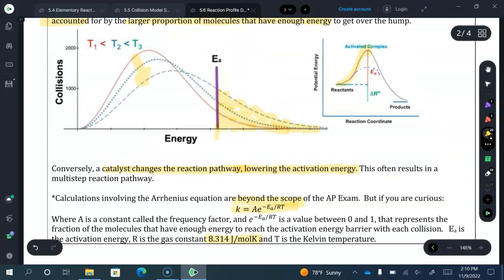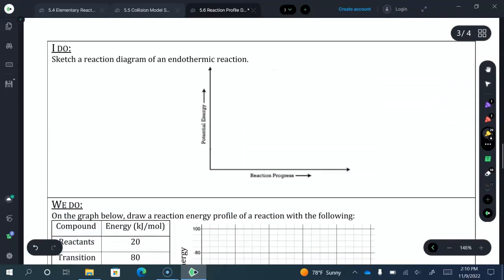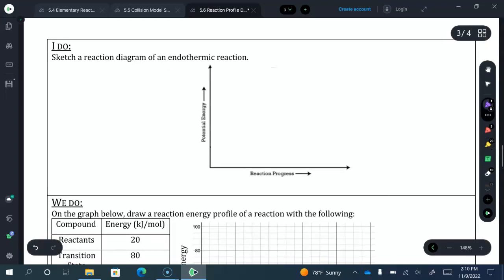Temperature will change the number of particles that are able to react, so K changes. Catalyst will change the reaction pathway. So let's look at the ideal.